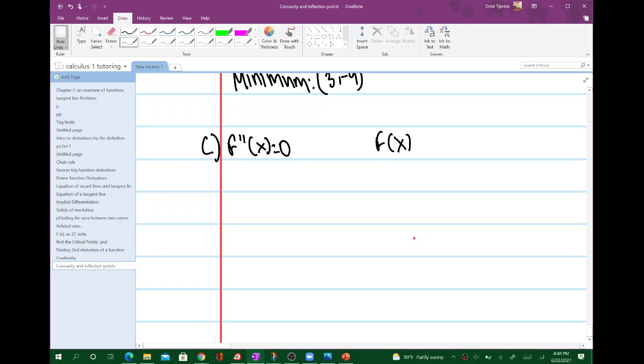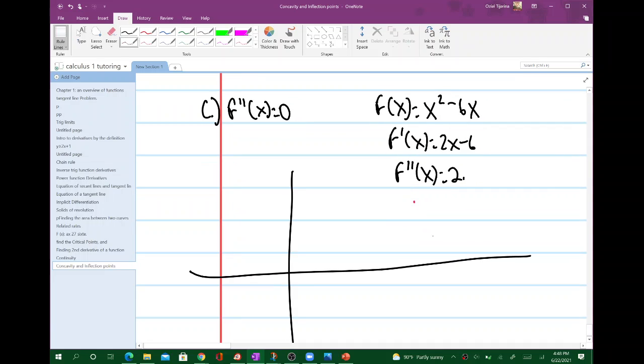So, again, I'm just going to go ahead and repeat what I said. F of x is x squared minus 6x. F prime of x is 2x minus 6. And f double prime of x is going to be equal to 2. That means that on the graph, we're going to have something like this. This is equal to 2, so it's going to be like this. Okay. This is y equals 2. So the inflection point in reality is wherever f double prime of x equals 0.